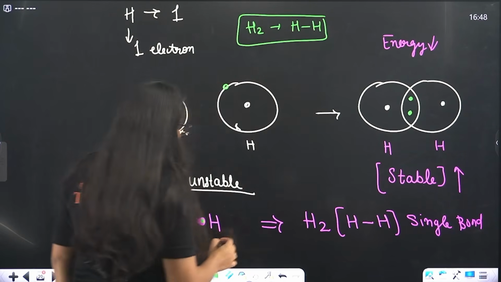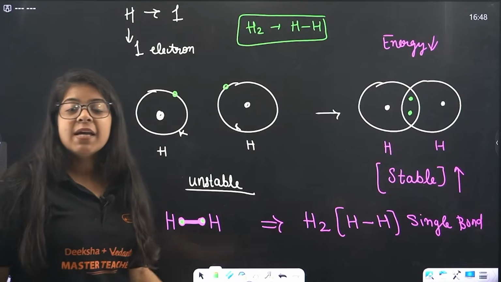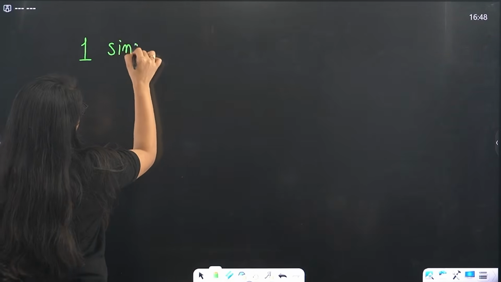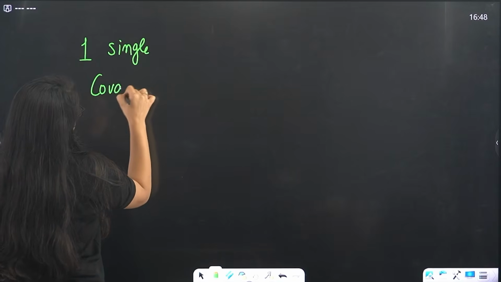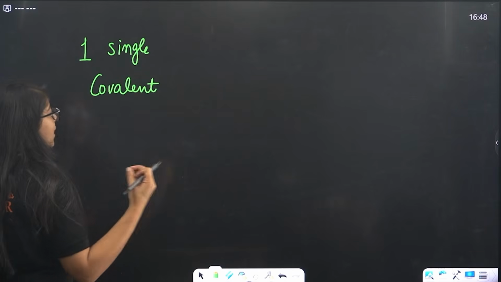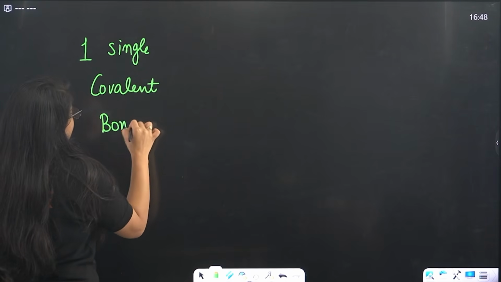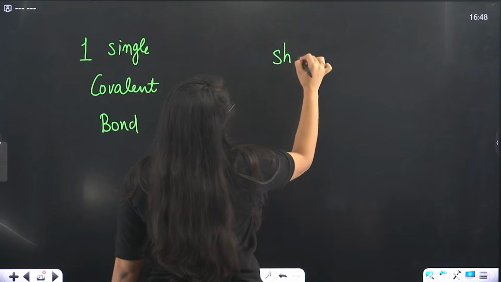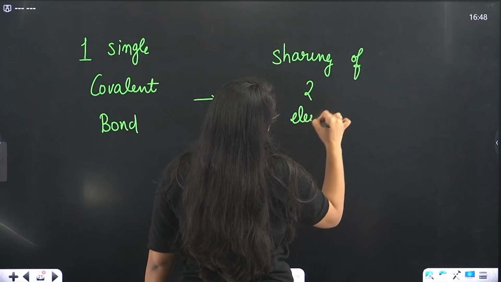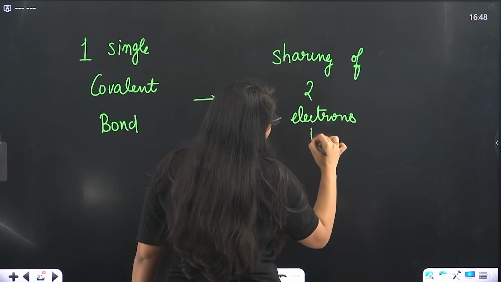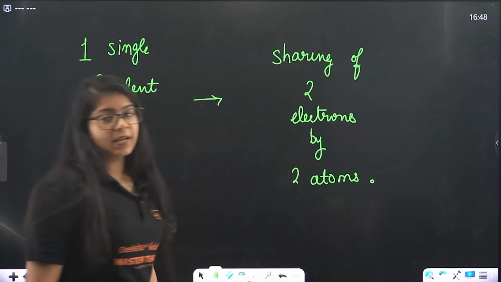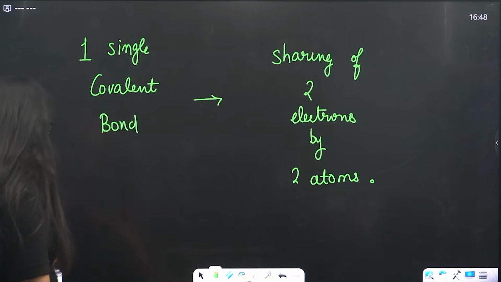One single bond is made up of 2 electrons. One single covalent bond. What is it? Covalent means carrying, right? Carrying is sharing. So, by sharing of electrons, one single bond is made by sharing of 2 electrons by 2 atoms. At this moment, remember this, by 2 atoms. Done? Understood? Great.